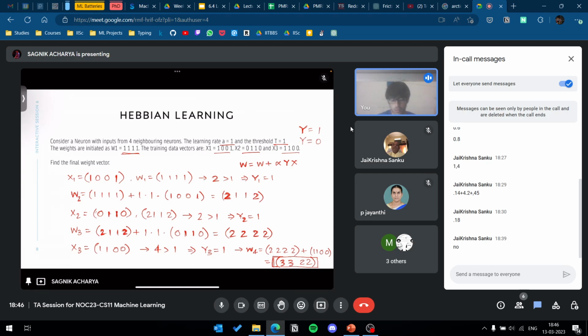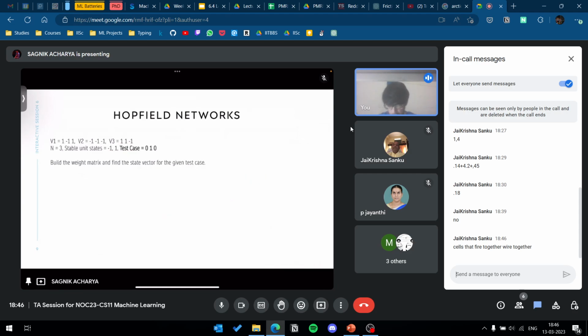Okay. Since there are no doubts, we will move to the next problem. The next problem is on Hopfield networks. Again, this is very similar to Hebbian learning. The Hebbian learning process is still there in this case. So in a Hopfield network, what are we required to do in this problem?